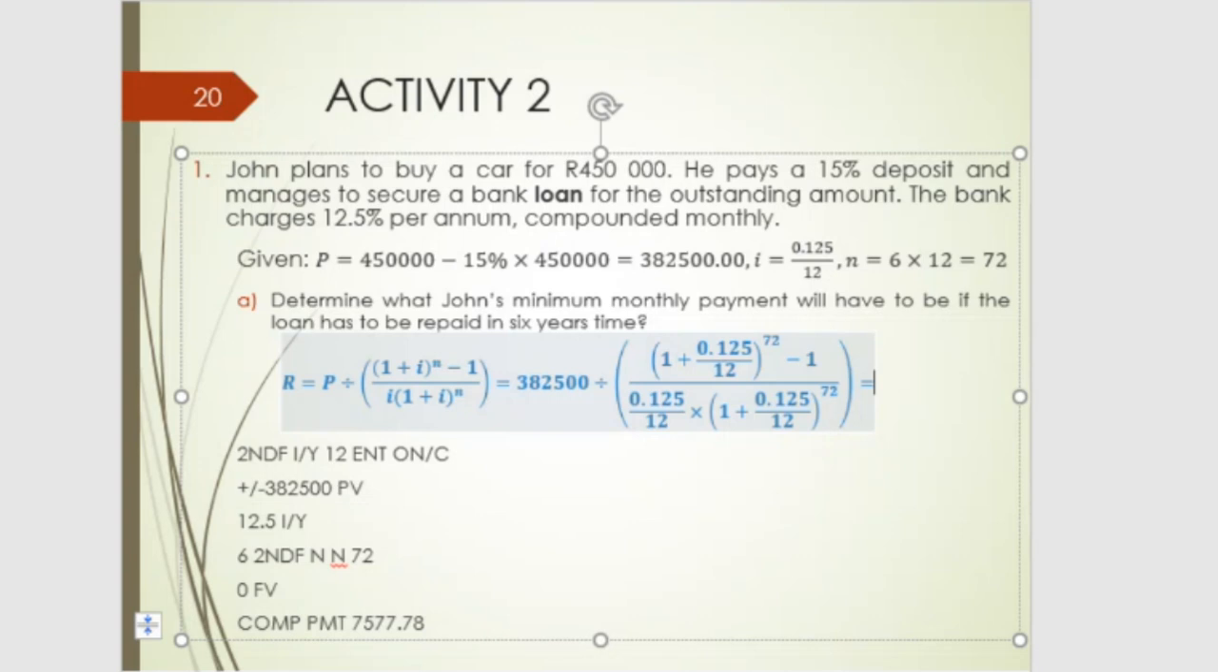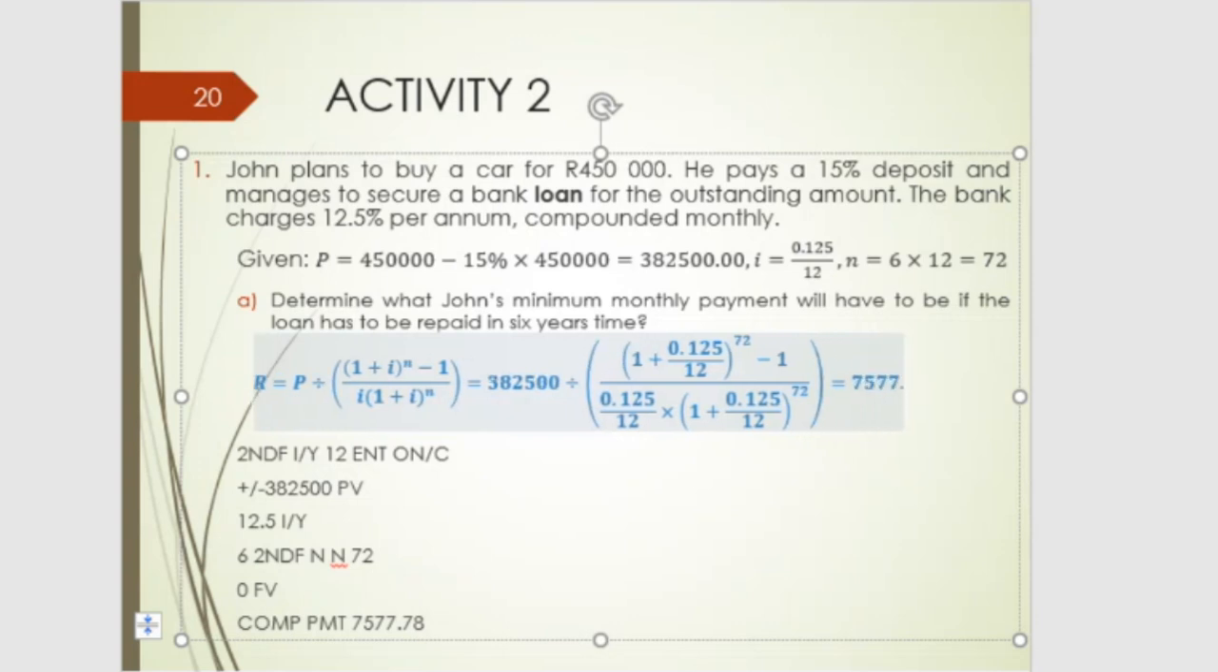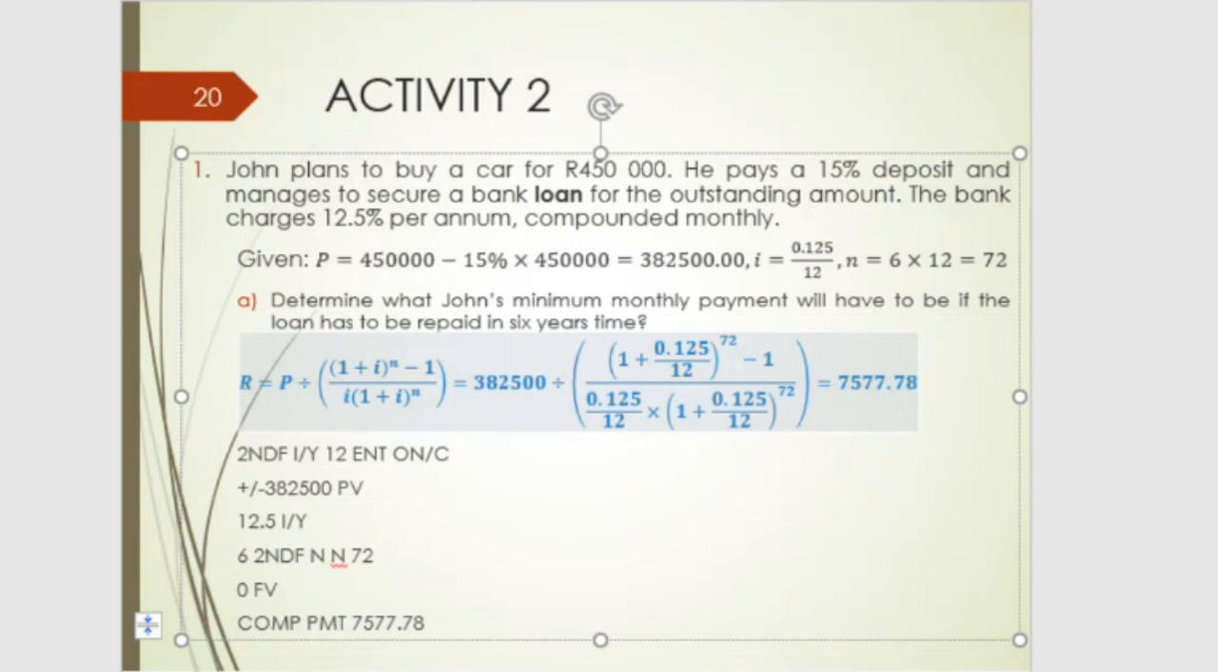Okay. Yes, I got 7577.78. This is the answer. All right, let's move to the second one now. You can write it down because we're going to use this value to calculate the second one.